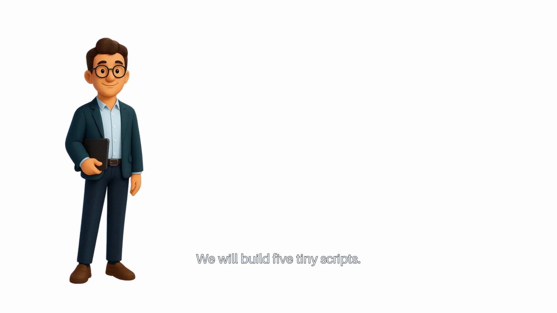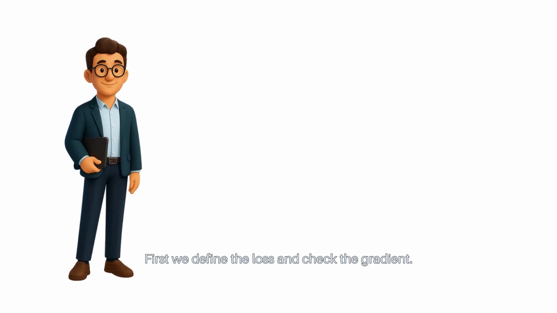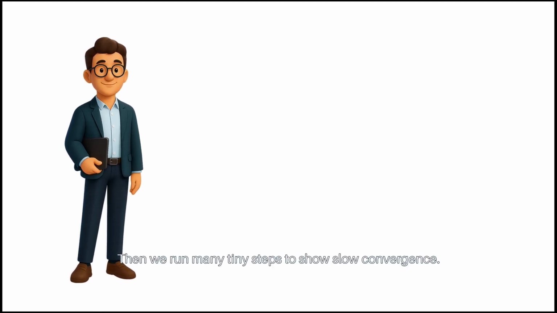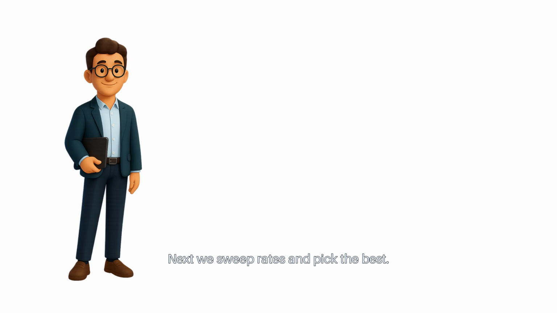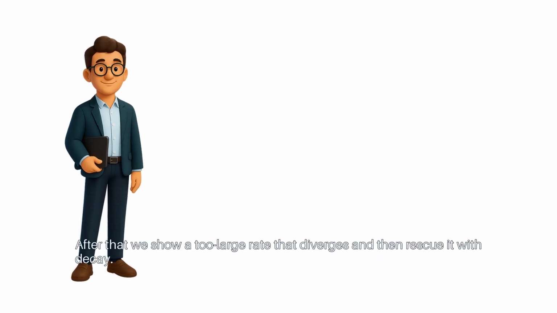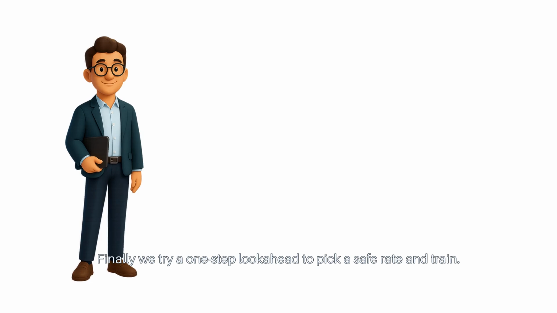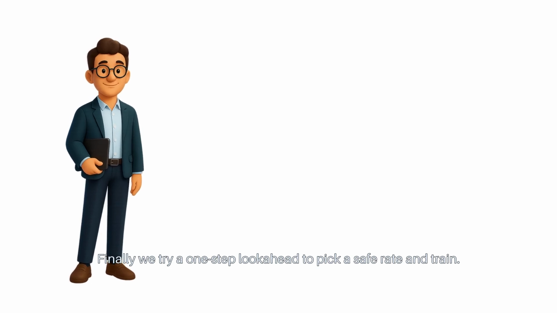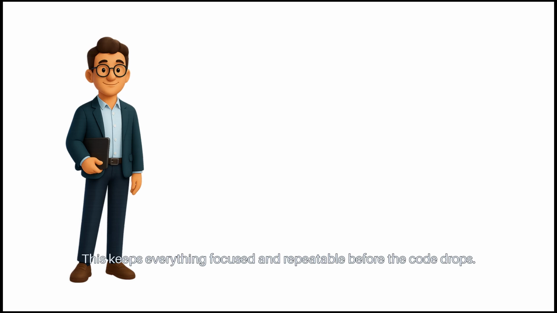We will build 5 tiny scripts. First, we define the loss and check the gradient. Then we run many tiny steps to show slow convergence. Next, we sweep rates and pick the best. After that, we show a too large rate that diverges and then rescue it with decay. Finally, we try a one-step look-ahead to pick a safe rate and train. This keeps everything focused and repeatable before the code drops.